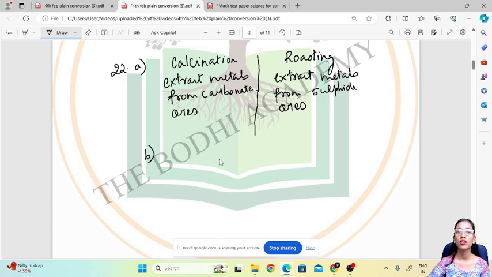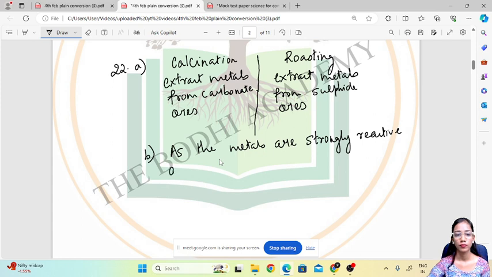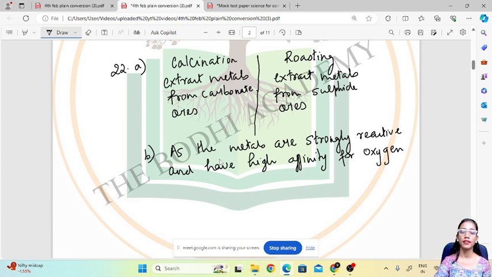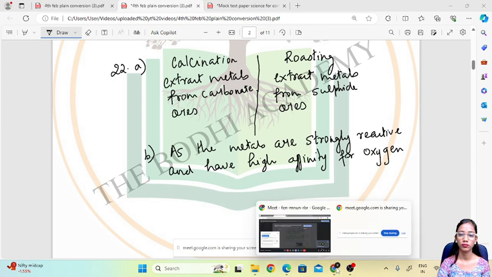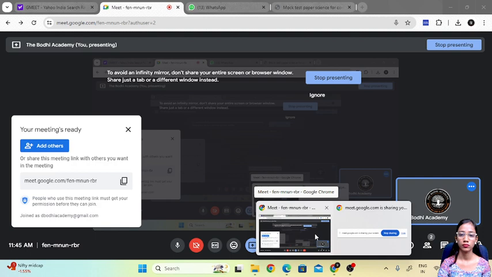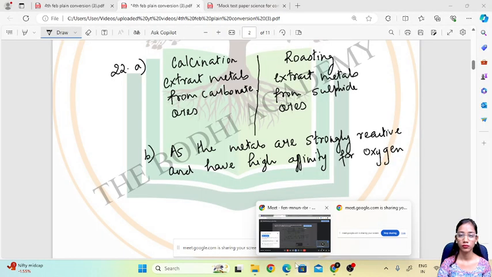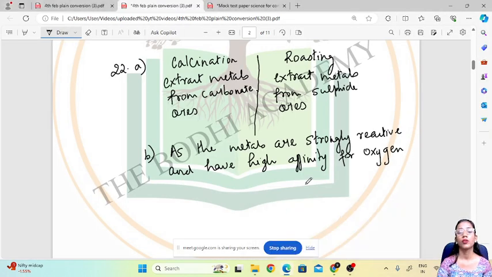While writing the reasons we have to mention the complete reasons. So the answer is, as the metals are strongly reactive and have a very high affinity for oxygen, we cannot use carbon for their extraction.